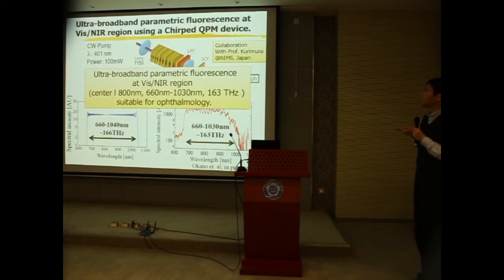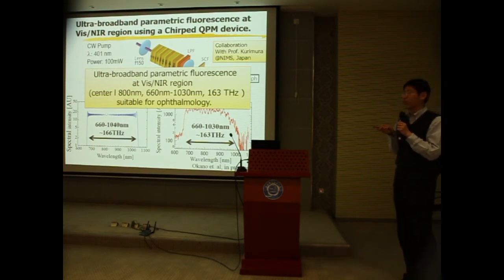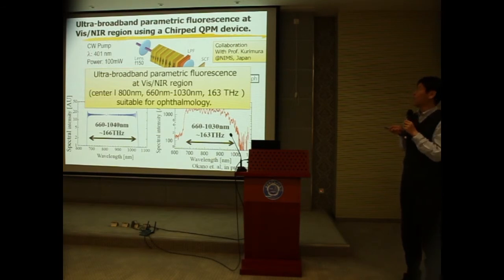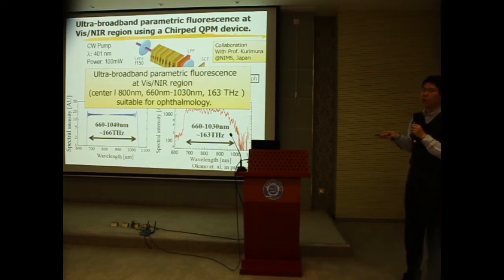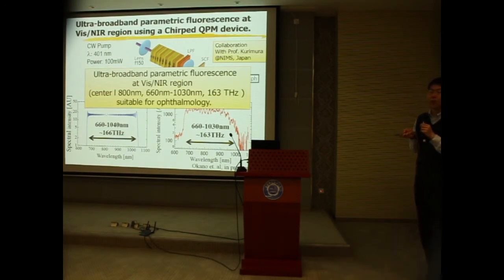And we are now going further. With the help of Professor Kitamura and his collaborators at NIMS, we were able to develop a special QPM device for visible wavelengths. And we demonstrated the generation of ultra broadband light, now in almost visible wavelengths. The center wavelength is 800 nanometer. This is widely used for real optical coherence tomography setups for eye observation.